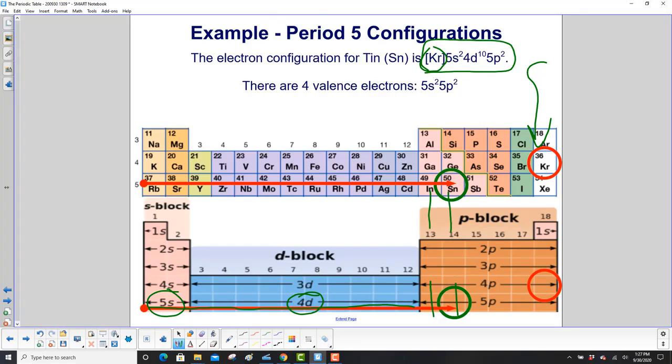So the valence electrons are in the fifth shell, the n equals 5, right? 4d10, those are not valence electrons. So there are 4 of them, 2 in 5s and 2 in 5p.